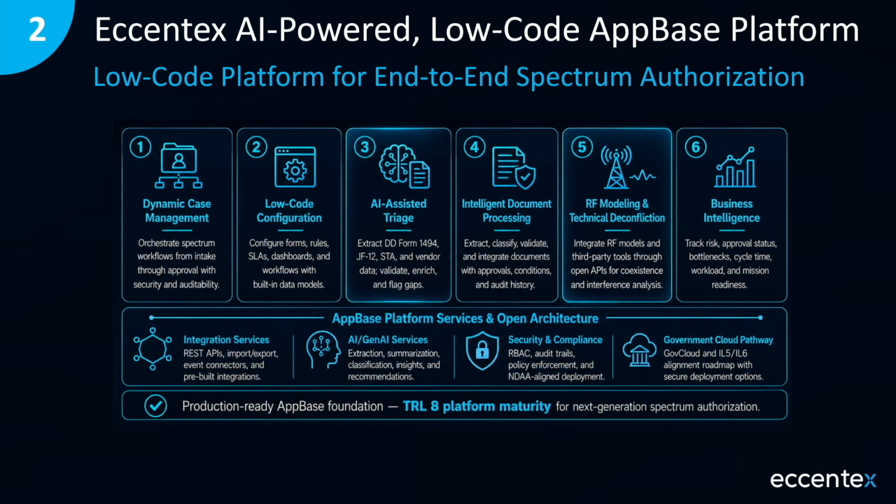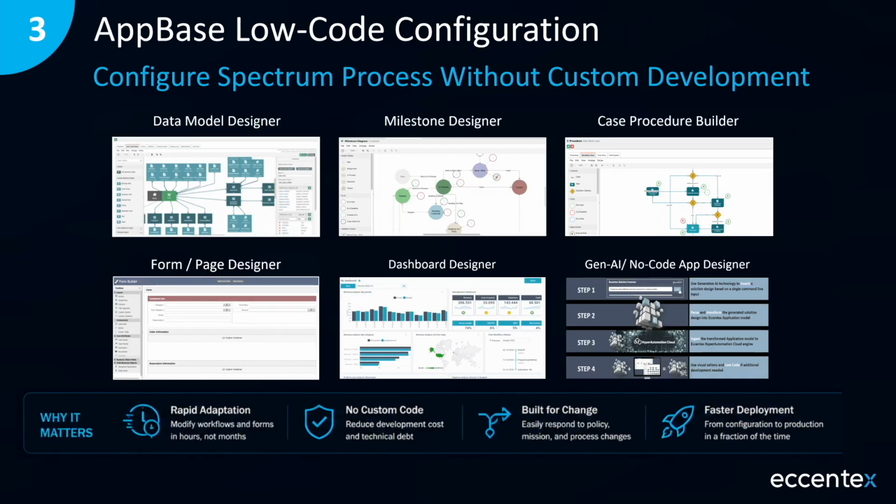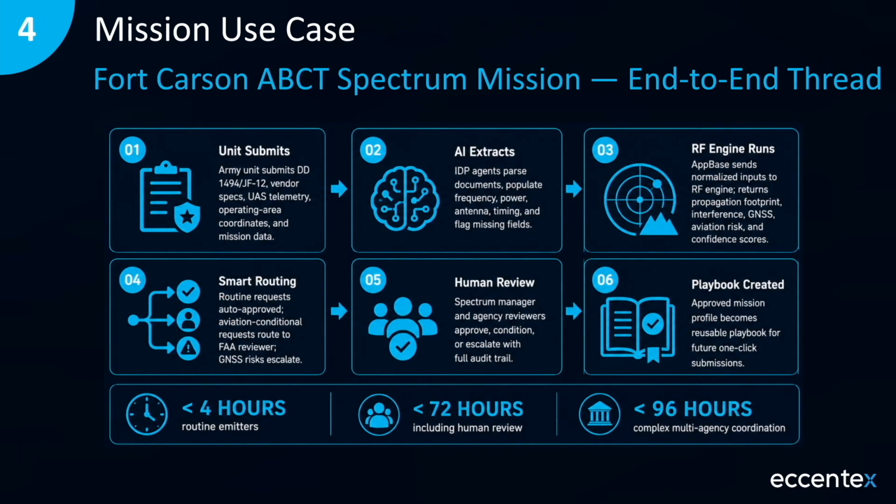The Eccentex app-based platform brings this process into one governed operating environment, combining dynamic case management, low-code configuration, AI-assisted triage, intelligent document processing, RF modeling, and business intelligence. The platform's fully configurable architecture enables agencies to rapidly adapt new workflows, forms, and business rules without custom development, allowing the solution to evolve as mission requirements change.